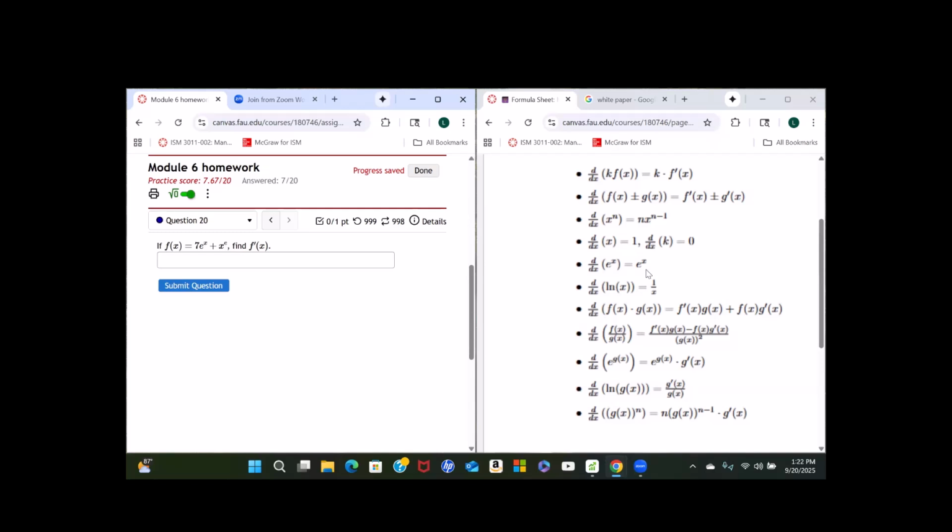Now you have to understand what e means. What does e mean? No, it doesn't mean ln. ln means ln. e means e. What is e?